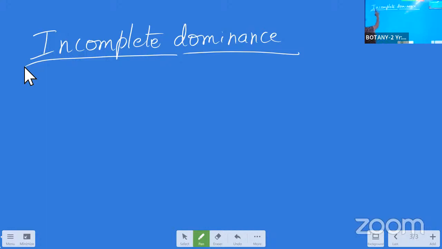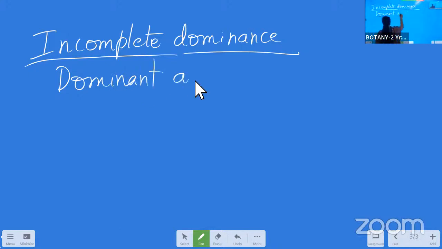Okay, incomplete dominance. For incomplete dominance, there is no specific definition. Actually, whatever you know about this word, you can explain that. That is the definition in my subject. Incompletely dominant. That is, the dominant allele is not completely dominant over the recessive allele in the heterozygous condition, or else the recessive allele is also expressing in the heterozygous condition. Like this, we can write the definition. Okay, the dominant allele is not completely dominant.